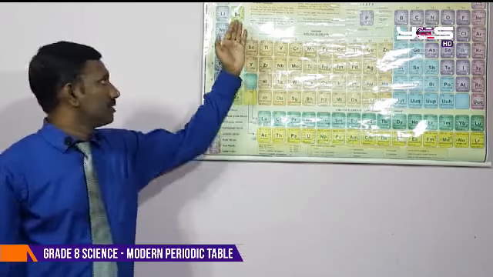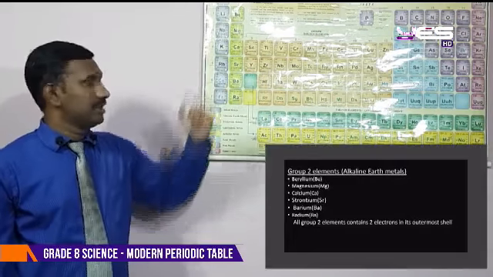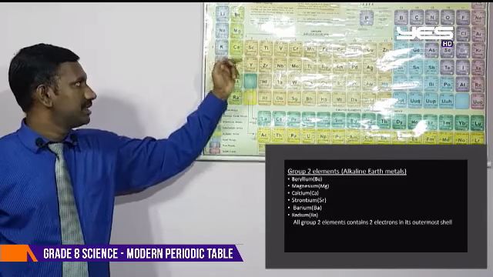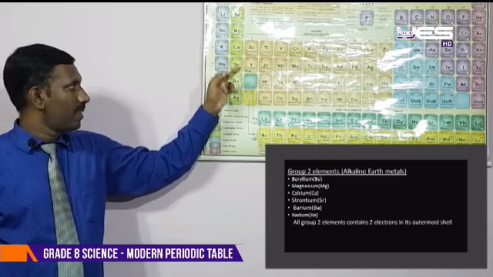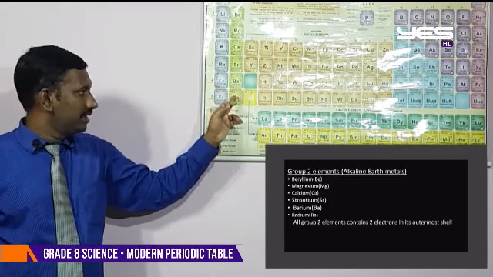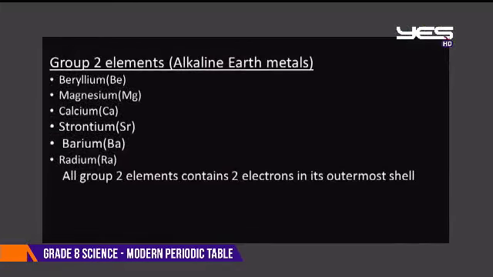Then go to group number 2. Group number 2 elements are beryllium, Be, magnesium Mg, calcium Ca, strontium Sr, barium Ba, radium Ra. One more time. So we can check the group 2 elements. Beryllium Be, magnesium Mg, calcium Ca, strontium Sr, barium Ba, and radium Ra.